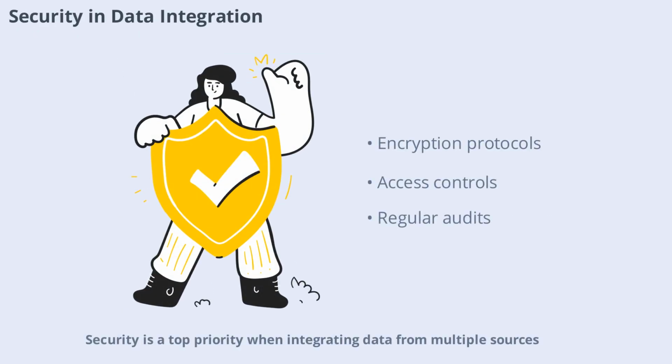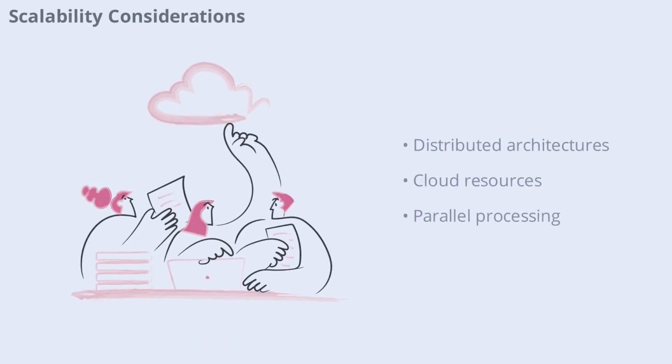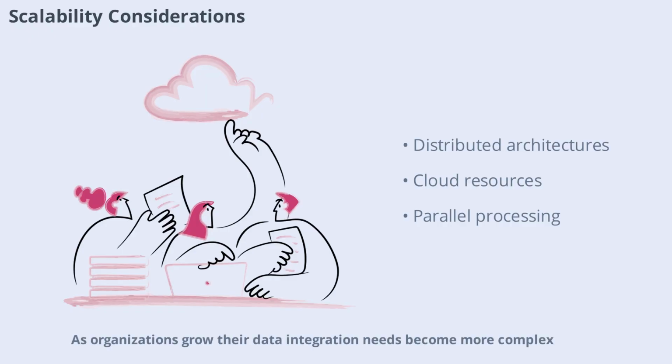Security is a top priority when integrating data from multiple sources. Sensitive information must be protected during extraction, transfer, and storage. Encryption, access controls, and secure protocols are essential for safeguarding data. Regular audits and monitoring help detect and respond to potential threats. By building security in every stage of the integration process, organizations can minimize risks and ensure compliance with data protection regulation.